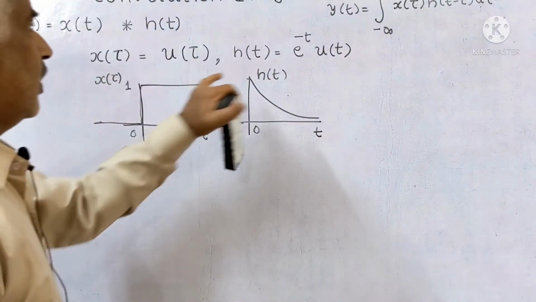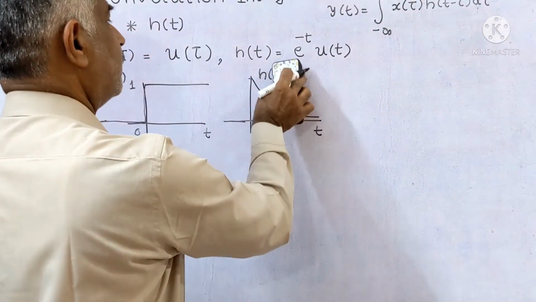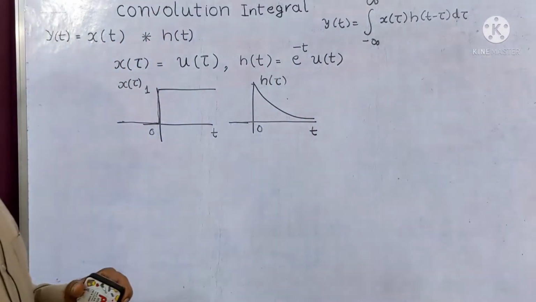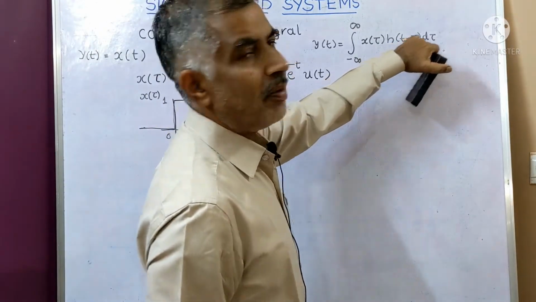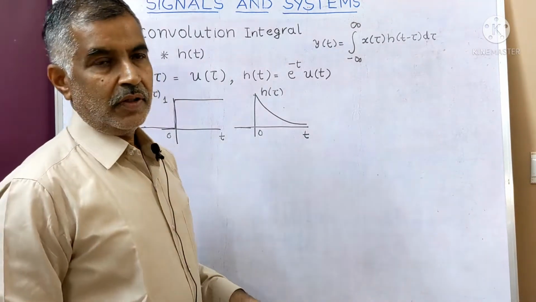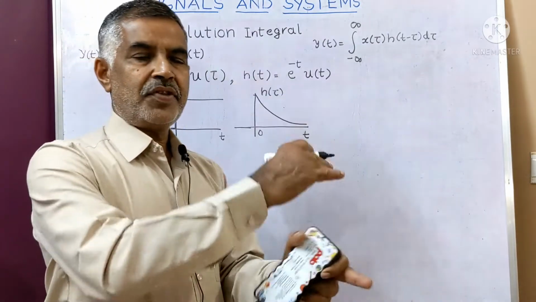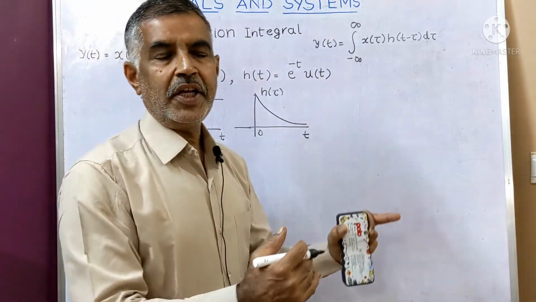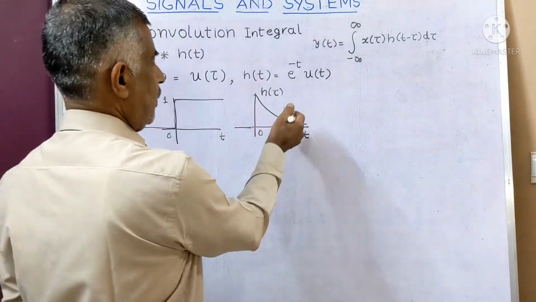Next, this is h of t. So replace t by tau. Then it becomes h of tau. But we have to create h of t minus tau. What is the procedure? The procedure is to take the mirror image and shift it by t units to the left. Is it not? So take the mirror image of this.